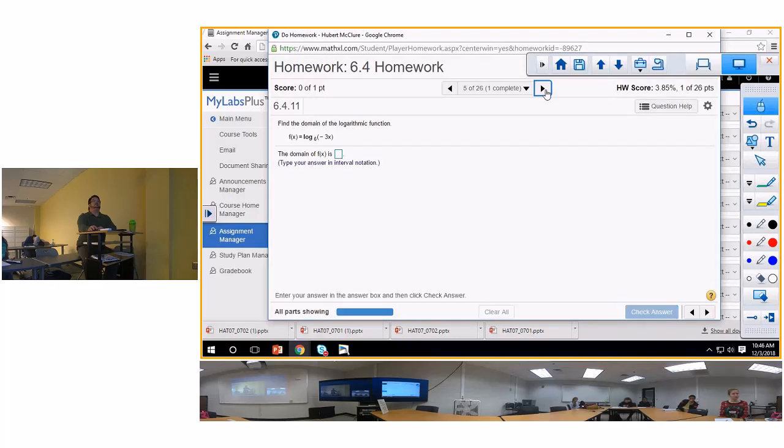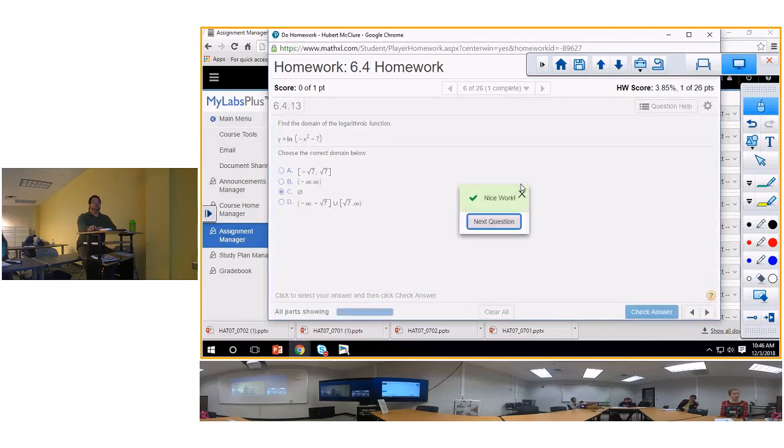Okay, 5. Find the domain. Set the negative 3x equal to what? 0. Okay. Find the domain. Negative x squared, that's going to be what? Negative x squared is equal to 7. X squared, no solution because you can't take the square root of a what? Negative. So that would be no solution. Okay, so that's doable.